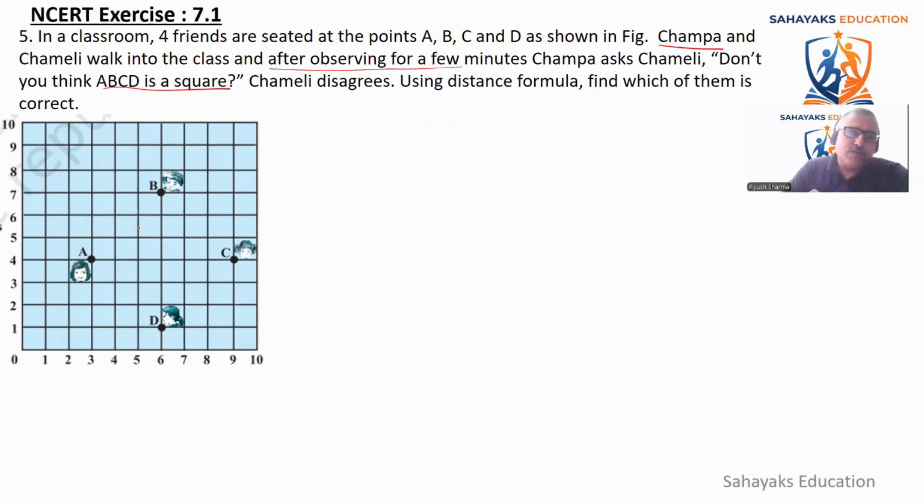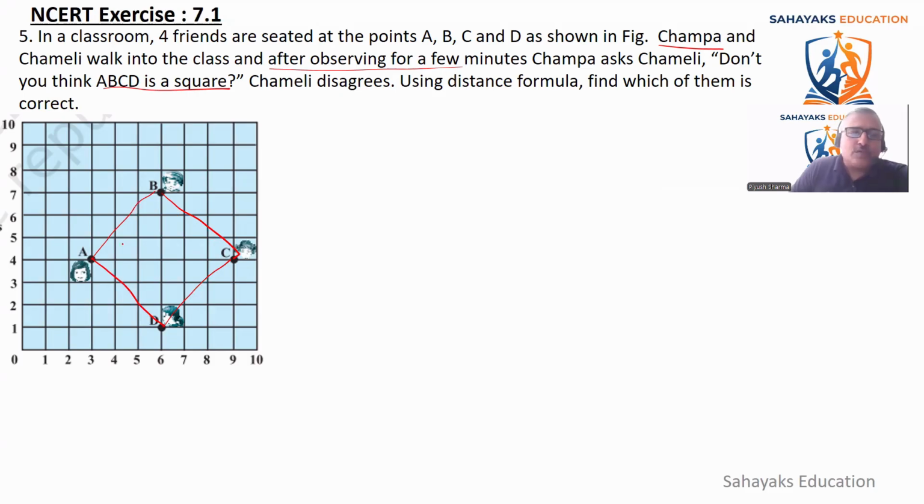So what are we going to do? We are going to find the distance between these points, this and this, and this and this. We can say it's a square only when the distance between these four is the same. So AB is equal to BC is equal to CD is equal to AD. All four are the same, and the lengths of the diagonals are also equal. Then only we can say it is a square, else not.